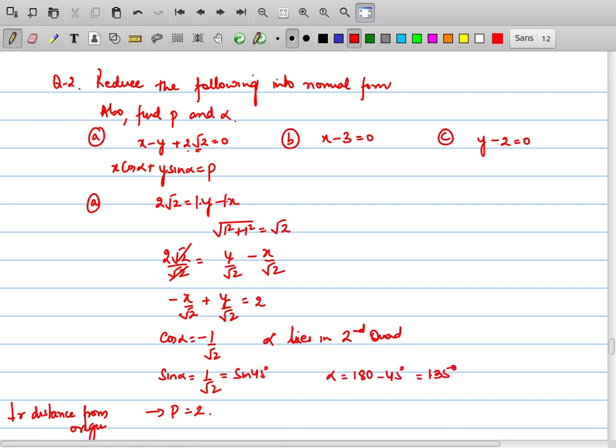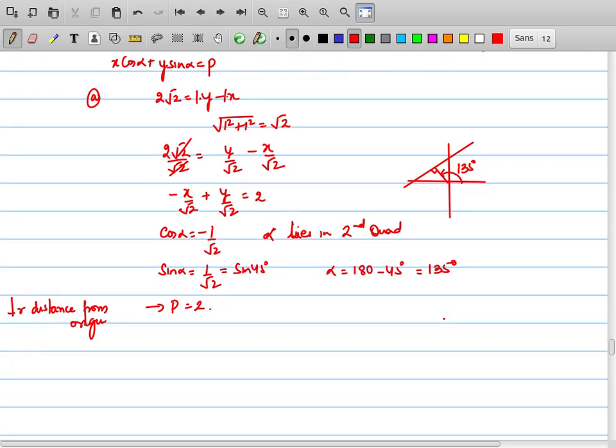Therefore we can draw a rough sketch of our line. This is the perpendicular from the origin. It is making an angle of 135. Therefore our line has to be like this, because this is perpendicular and the inclination of the perpendicular is 135. Therefore this is 135 degree.